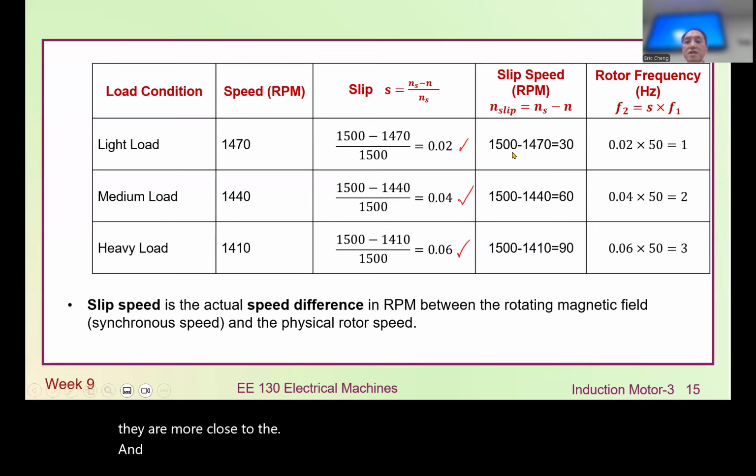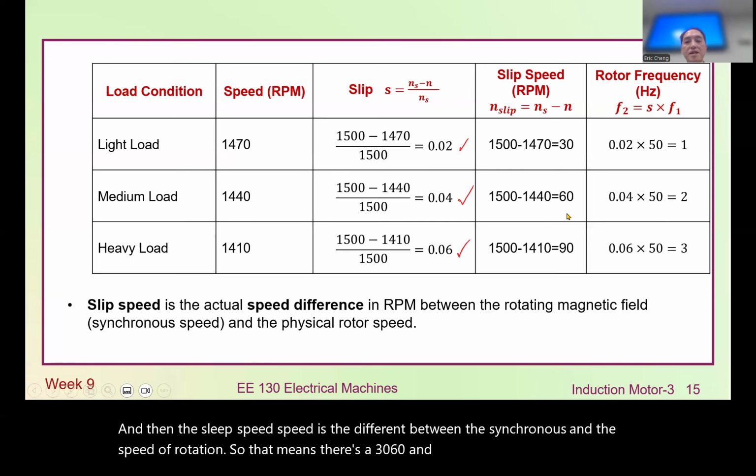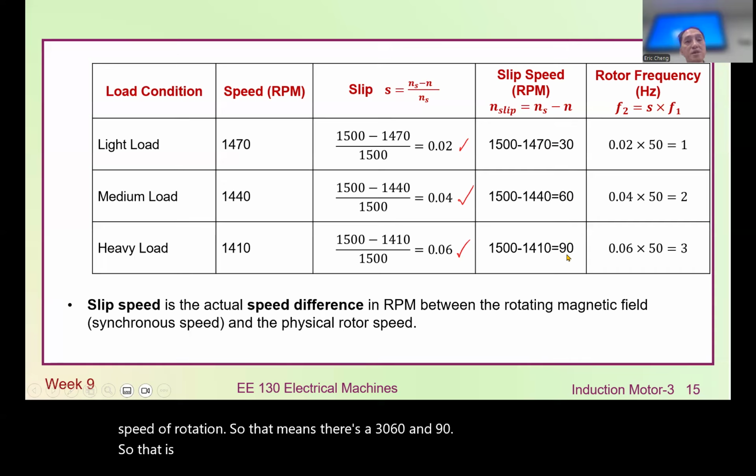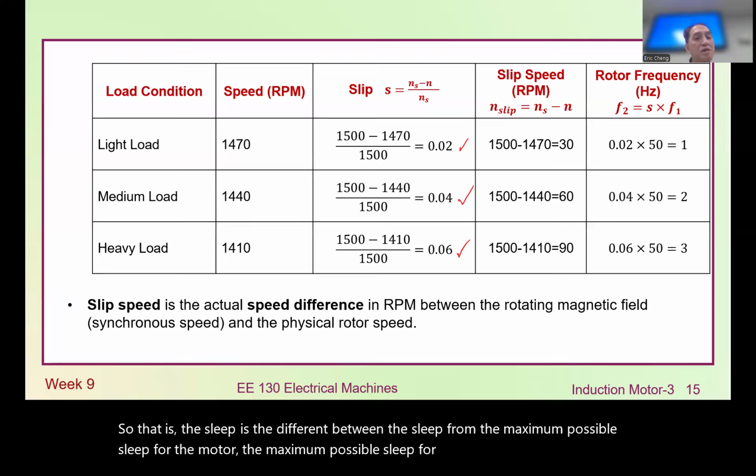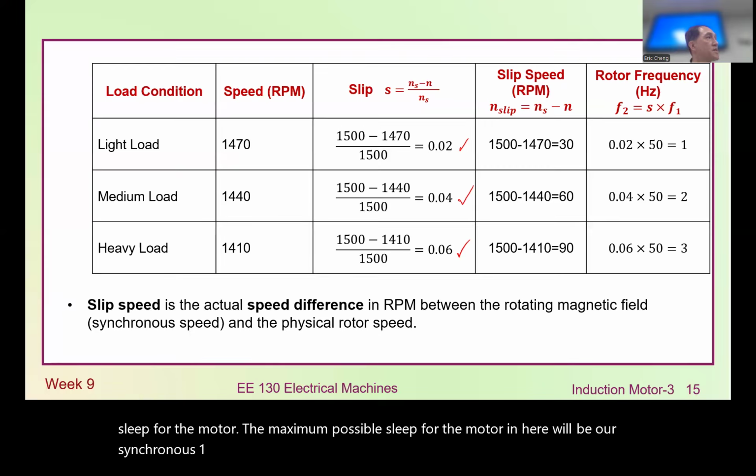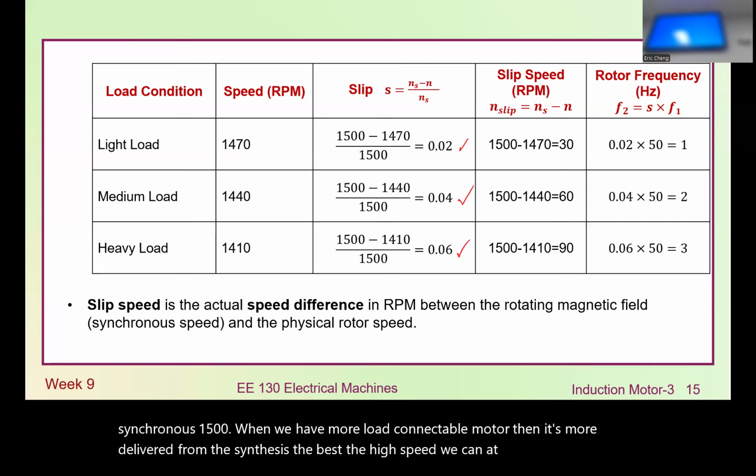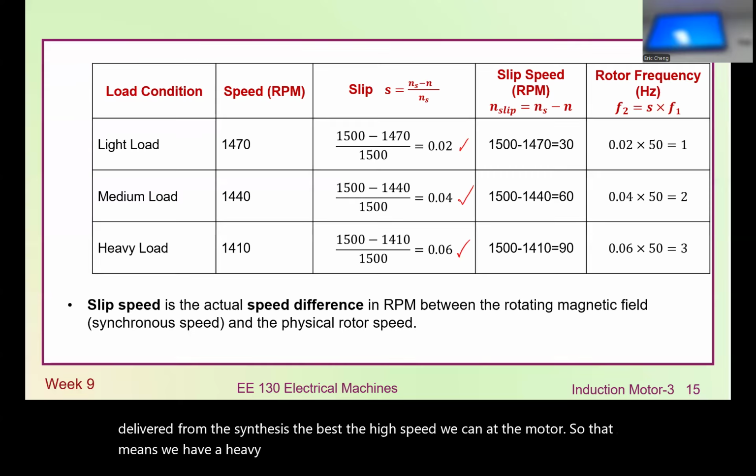And then the slip speed is the difference between the synchronous speed and the speed of rotation. So that means 30, 60, and 90. The slip speed is the difference from the maximum possible slip for the motor. The maximum possible slip in here will be our synchronous speed, 1,500. When we have more load connected to our motor, it deviates more from the synchronous speed, the highest speed the motor can have. So for the heavy load, we have 90, much more different from the synchronous speed.